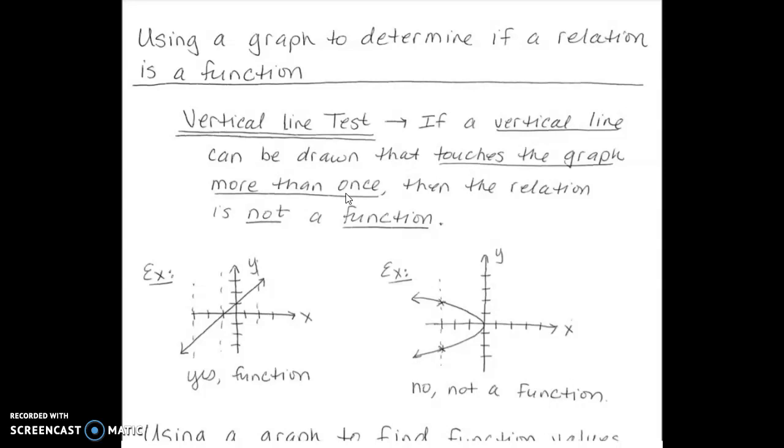Because if that happens, if you can draw a vertical line, that means you're choosing one value of x, and if it touches the graph more than once, that means that value of x corresponds to more than one value of y, which violates the definition.